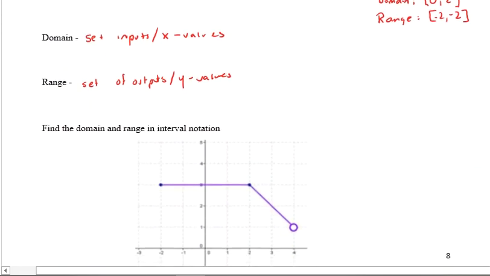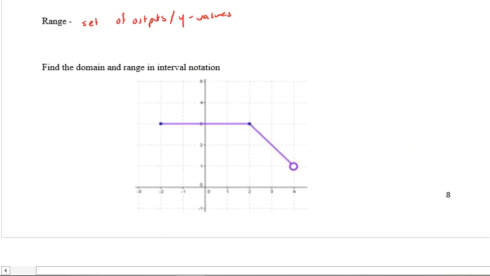Okay, so find the domain and range in interval notation. My domain here is from -2 to 4. It's including the -2, but it is not including 4. And my range is from 1 to 3, including the 3, not including the 1.